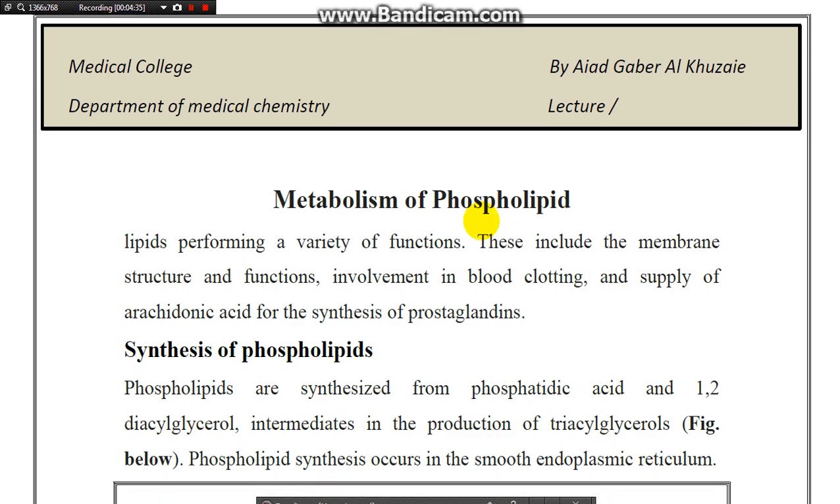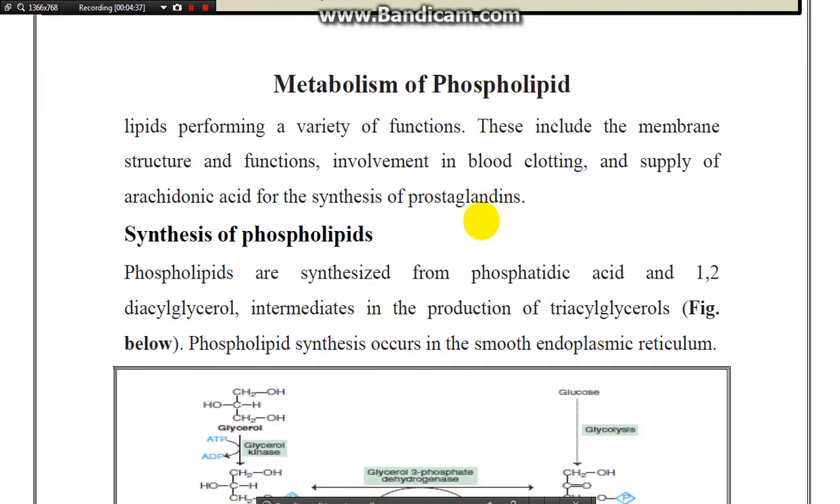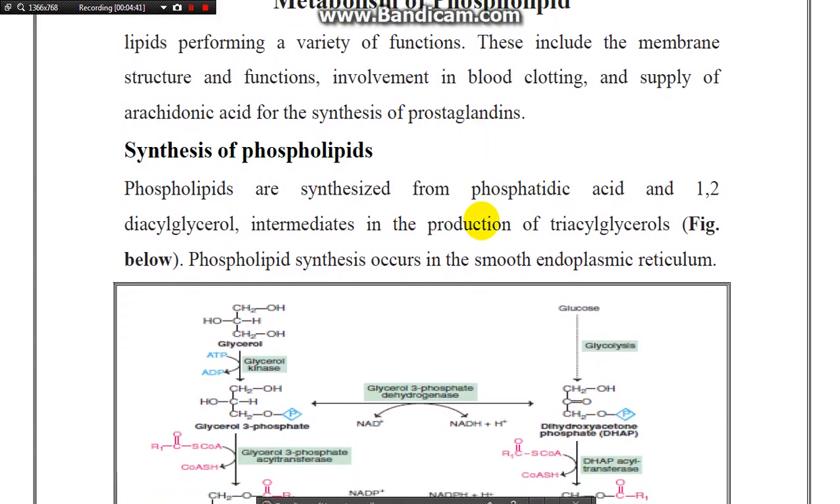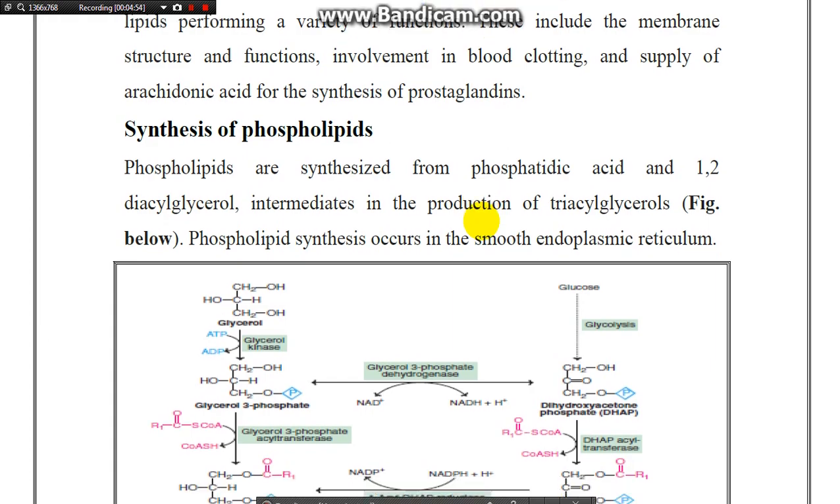The synthesis of the phospholipid. Phospholipids are synthesized from the phosphatidic acid and 1,2-diacylglycerol, intermediates in the production of the triacylglycerol. Phospholipid synthesis occurs in the smooth endoplasmic reticulum.